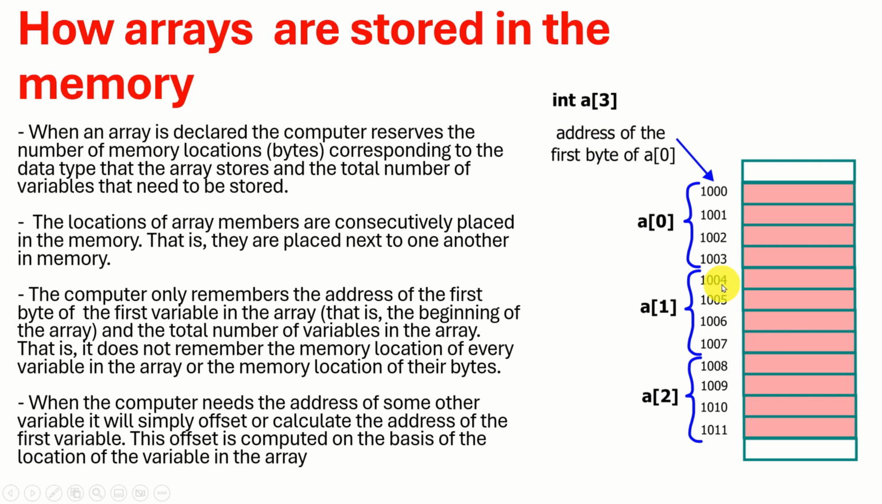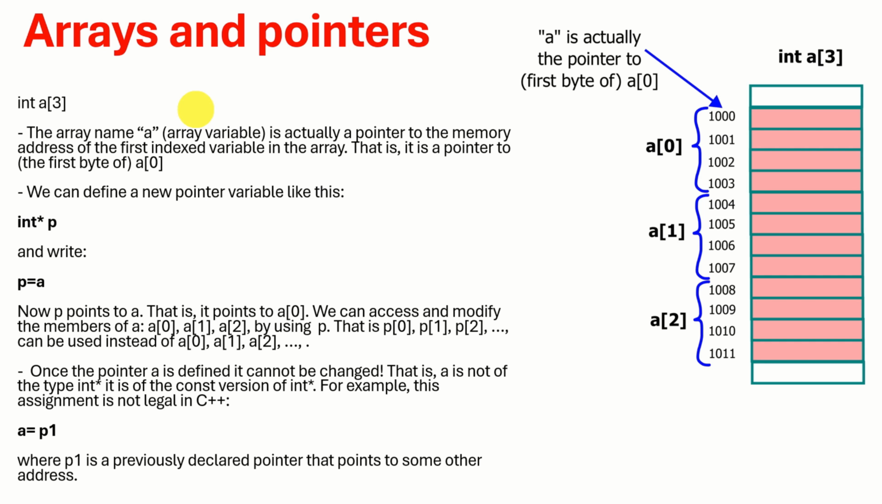That is, it's not necessary to know the addresses of the starting bytes of A1 and A2. If we want to access, for example, A1, we just need the address of A0 and then we will simply offset this address by 4 to get to A1. Similarly, if we want to access A2, we just need to remember the address of A0, that is this number over here, and then we will simply offset this number by 8 to come to A2. And finally, we are ready to explain the connection between arrays and pointers.